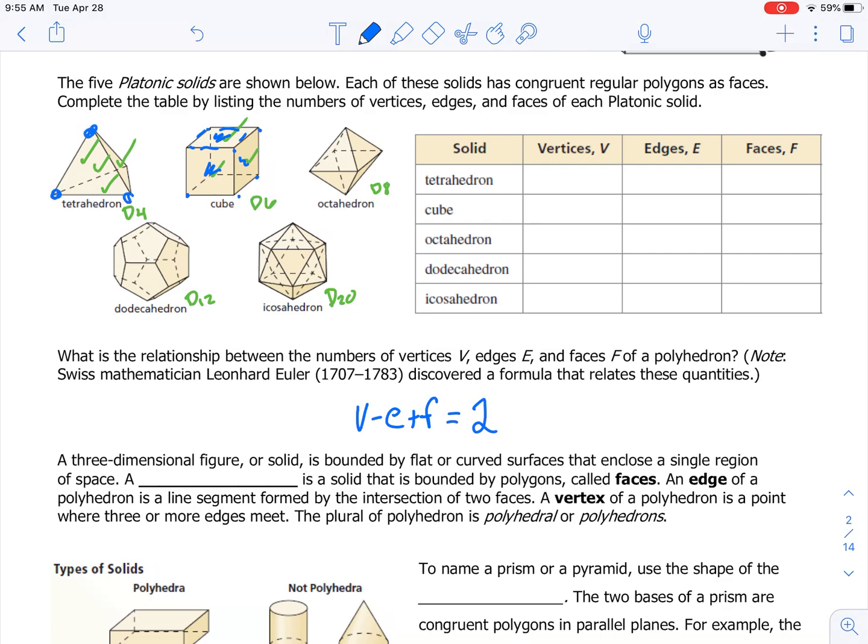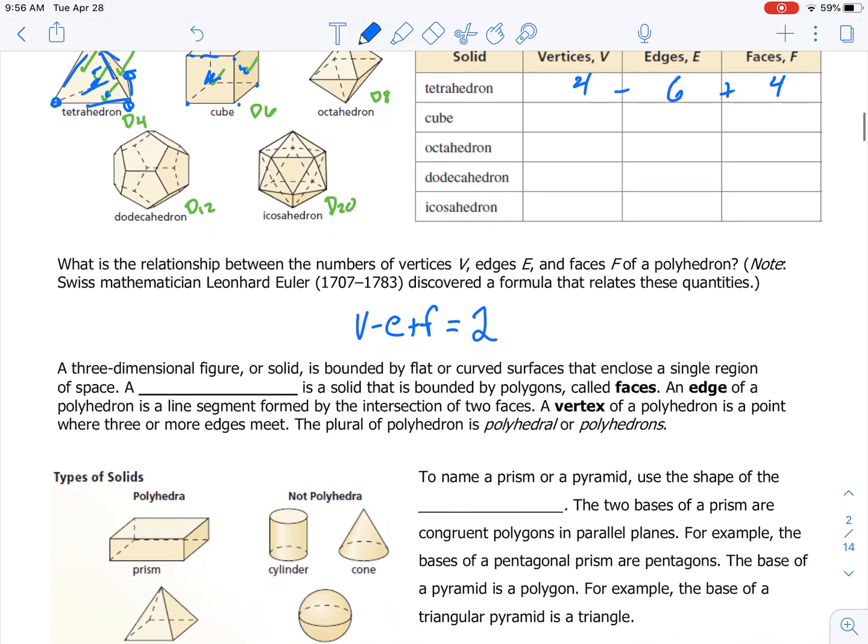The tetrahedron has 1, 2, 3, 4 vertices. It has 1, 2, 3, 4, 5, 6 edges. And it has 1, 2, 3, 4 faces. 4 minus 6 plus 4 is, believe it or not, 2. Pretty handy. So, again, this is just an interesting factoid about some of these solids.